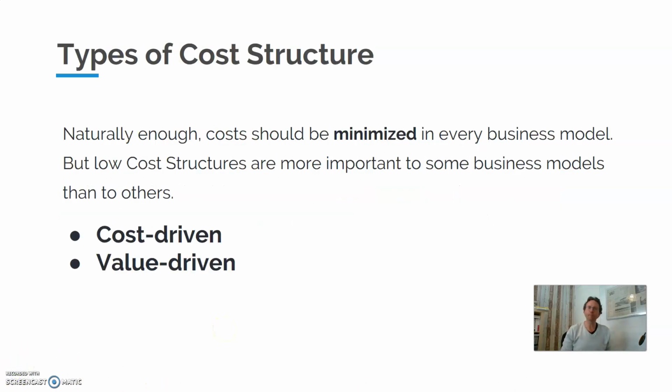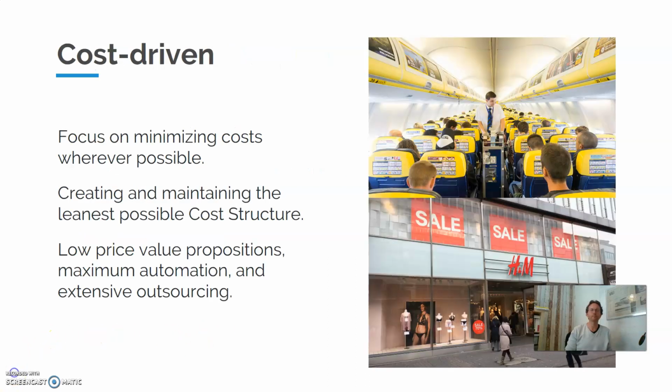Of course, every company will try to minimize its costs. But low-cost structures are more important to some business models than others. In general, there are two types of cost structure: cost-driven and value-driven. Cost-driven companies focus on minimizing costs wherever possible. For example, Ryanair tries to minimize staff costs.